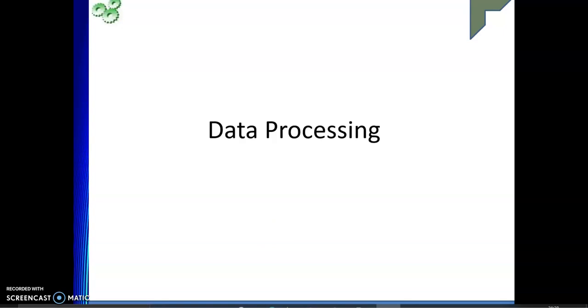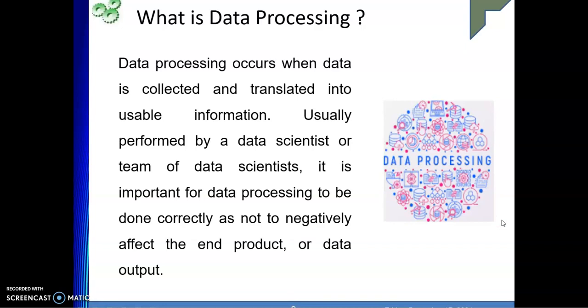This session is about data processing. In a previous session, we discussed data and information. Data is nothing but raw facts, and processed data is called information. Now, as we see processed data, we should understand what we mean by data processing. Data processing occurs when data is collected and has to be translated into some usable information.